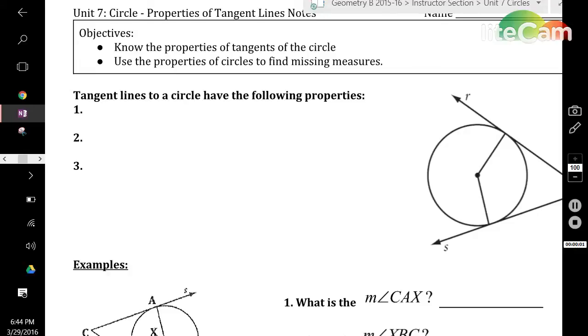In this video, you're going to know the properties of tangents of a circle, and then use those properties to find missing measures in a circle or within a circle diagram. The three main properties of a tangent.